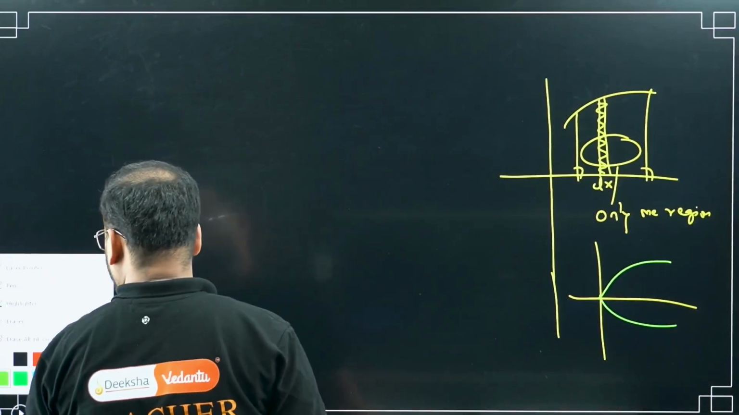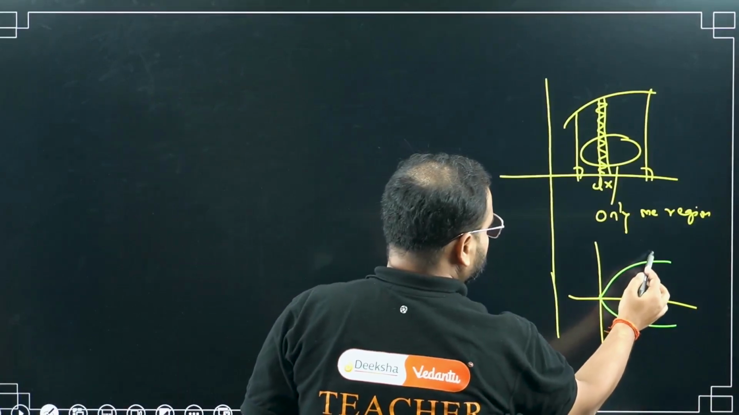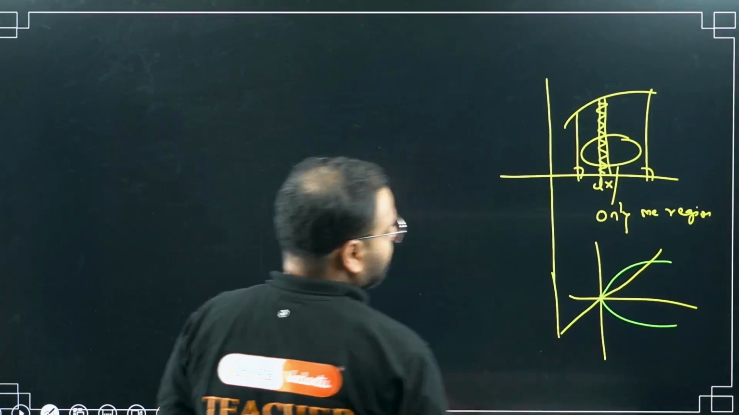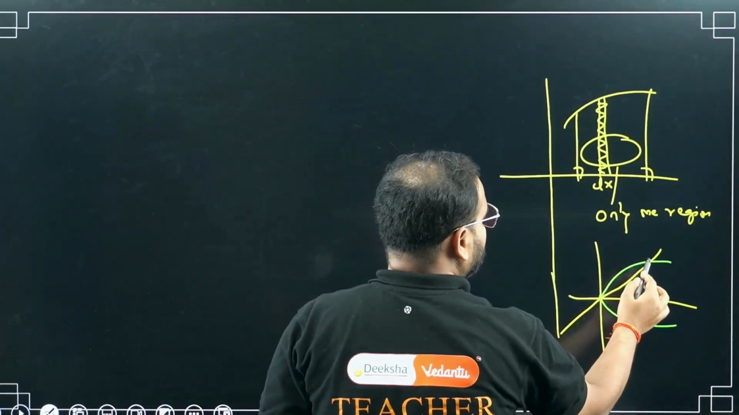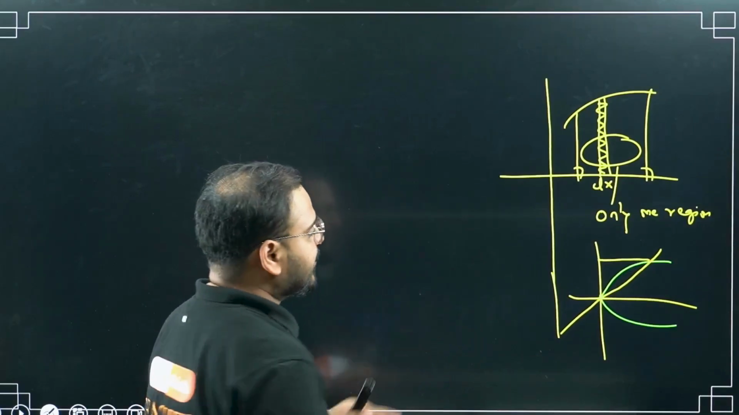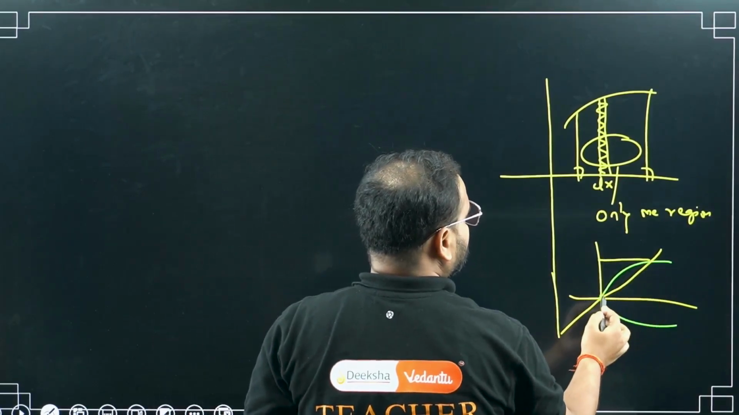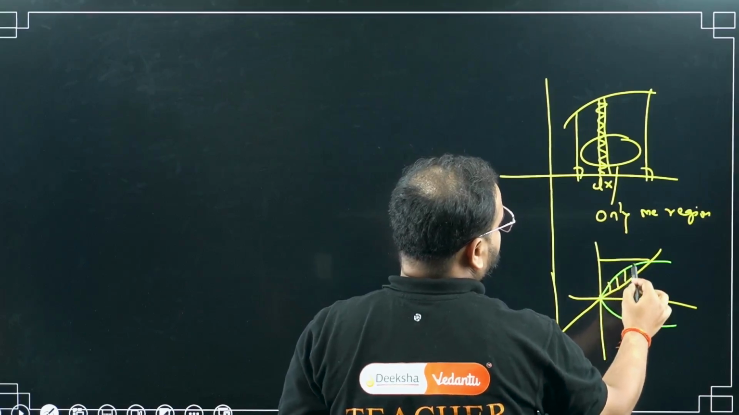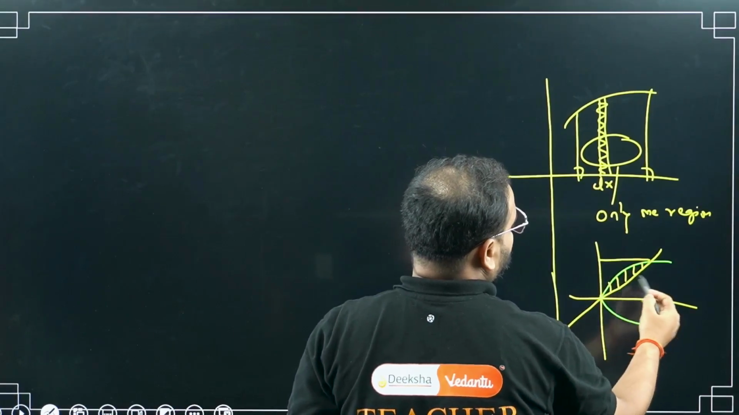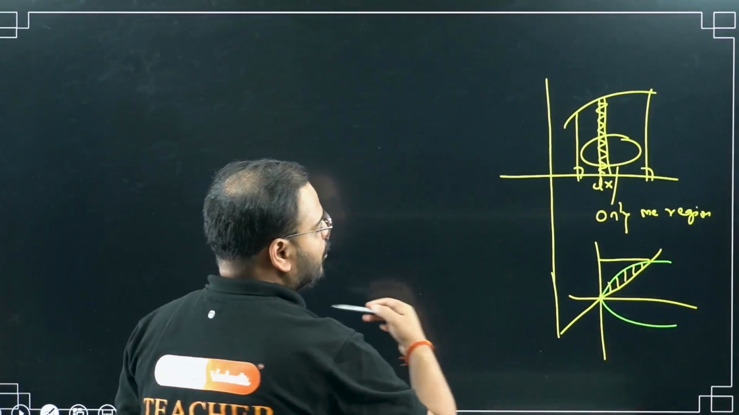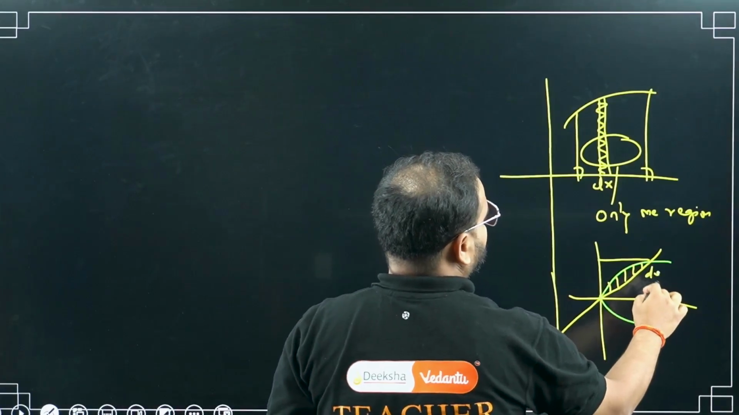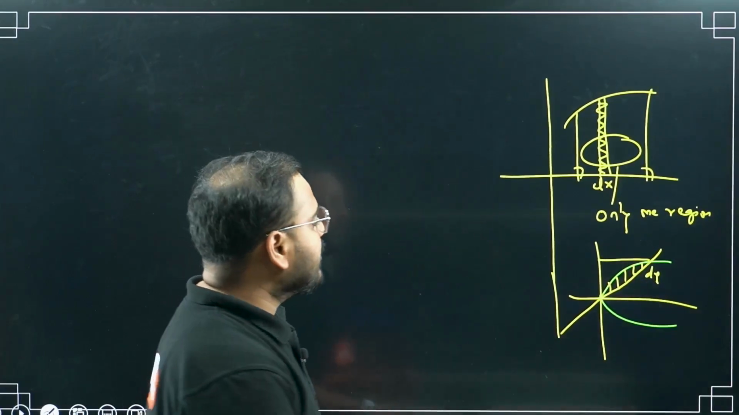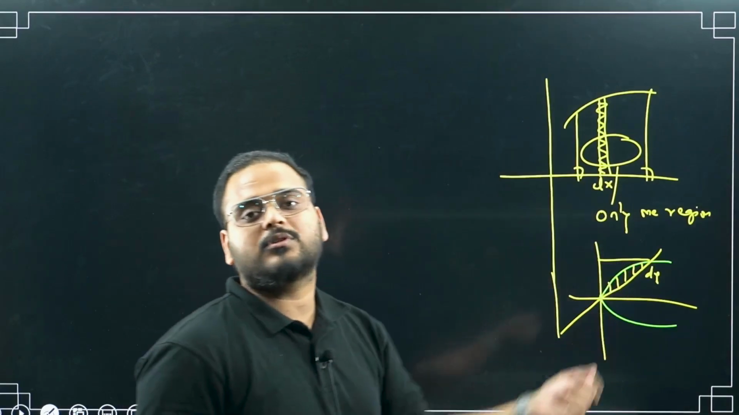So if you see this, and I draw the strips perpendicular to the x-axis, the perpendicular is drawn on the y-axis over here. How many regions are there? Only one region. This is a case where the strip is going to be a horizontal strip. So again, I have to take dy. If you get more than one region, you have to draw more than one strip.